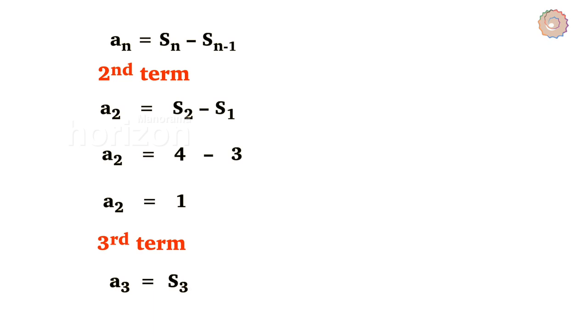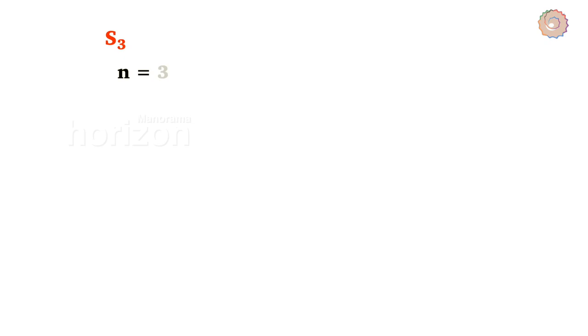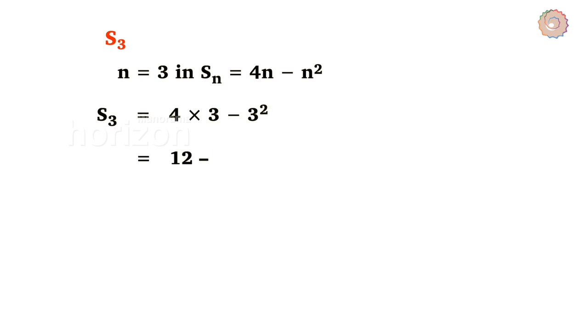Now, find the third term. A3 is equal to S3 minus S2. We don't know S3, so we need to find S3. For that, put n equal to 3 in Sn is equal to 4n minus n square. What we get? S3 is equal to 4 into 3 minus 3 square, which is equal to 12 minus 9, and we get it as 3. So, we got S3 equal to 3 and S2 is equal to 4. Now, find A3. What is A3? A3 is equal to 3 minus 4, which is equal to minus 1.